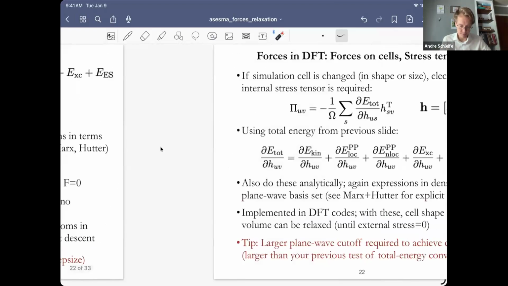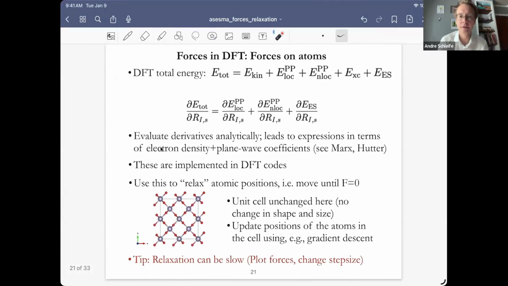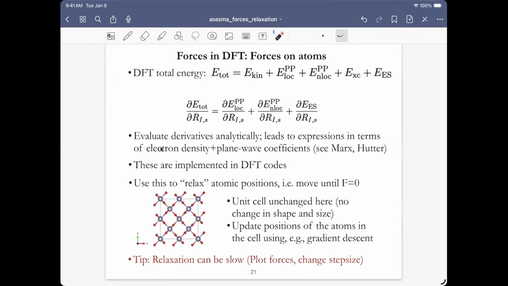The other thing is, sorry. Yeah, go ahead. Please go ahead. I have a question. Yes. Go ahead. Is there a relationship between F and T? F equals 0, does that mean T equals 0? Yeah.